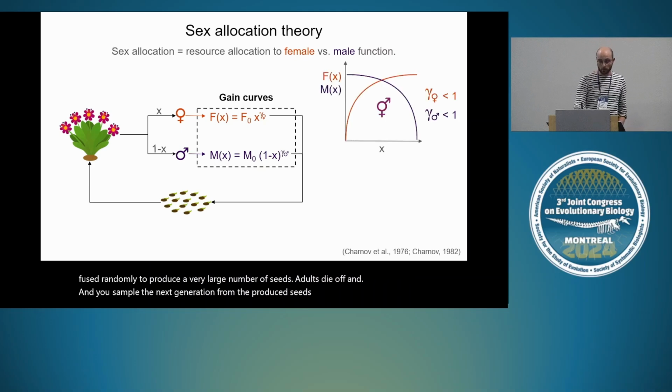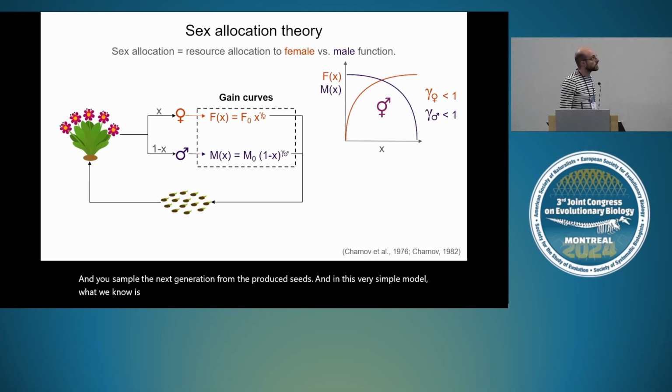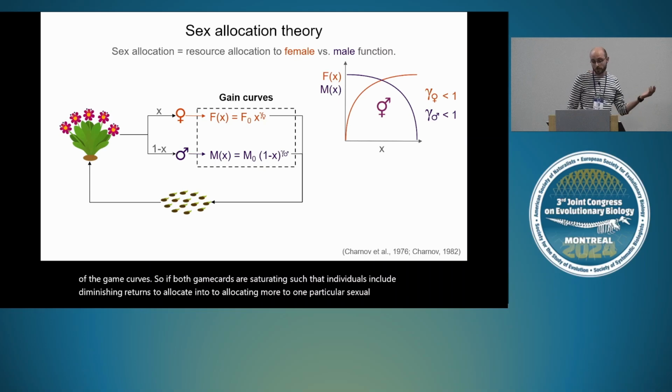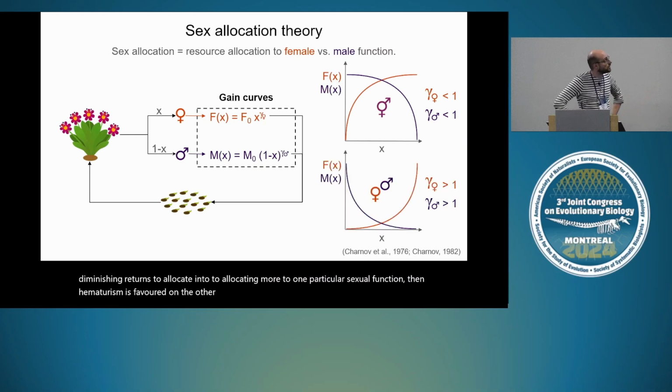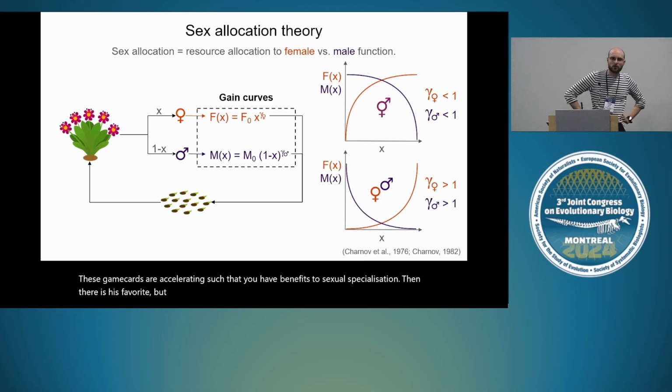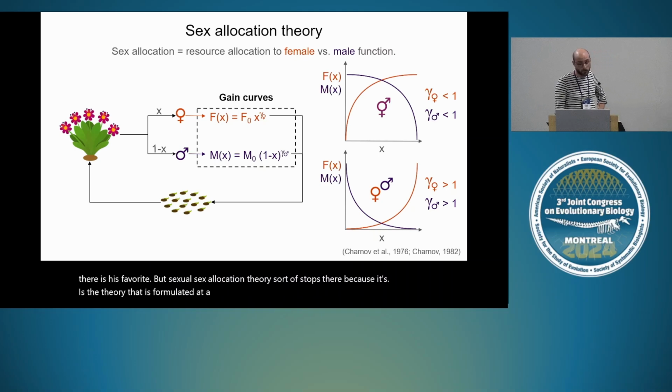And in this very simple model, what we know is that the sexual system that is evolutionarily stable is determined by the shape of the gain curves. So if both gain curves are saturating, such that individuals accrue diminishing returns to allocating more to one particular sexual function, then hermaphroditism is favored. On the other hand, if these gain curves are accelerating, such that you have benefits to sexual specialization, then dioecy is favored. But sex allocation theory sort of stops there because it's a theory that is formulated at a phenotypic level. So what I'm going to do is to try to show you what happens when you put some genetics in these kinds of models.